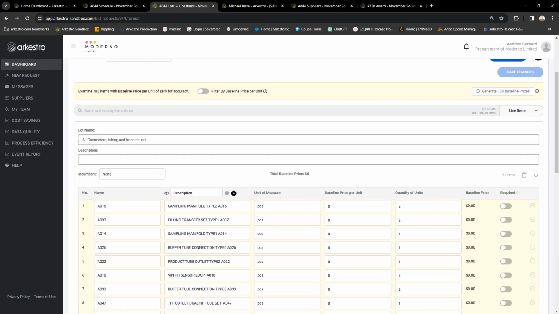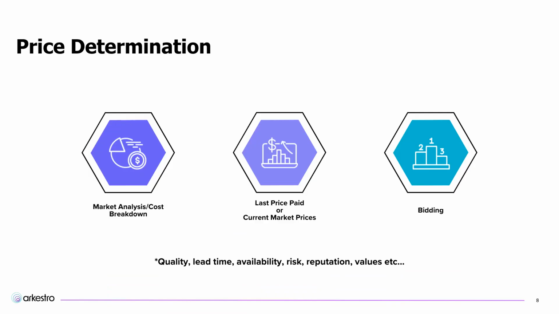And what I mean by that is if we think of a historical ballparking or price determination estimate, there's a couple ways that we can go about this, right? We can do a should costing, which would entail a sort of market analysis or cost breakdown. We can look at last price paid or current market prices by appeal to certain indices. And you can drive price by bidding as well, competitive bidding. Now, those are, I'd say, three primary drivers for price determination. Certainly other things will come into play like quality, lead time, availability, risk, reputation, values, etc.